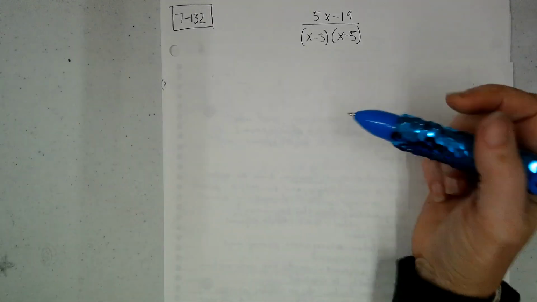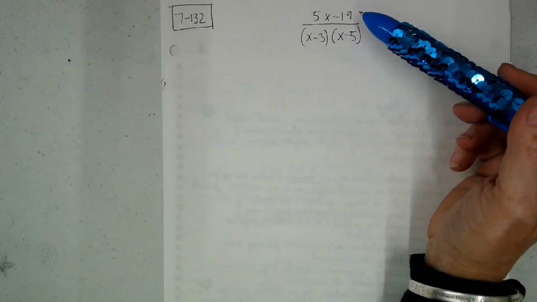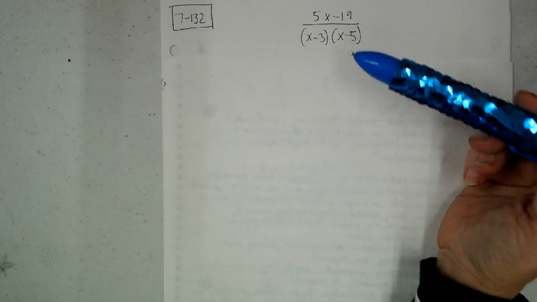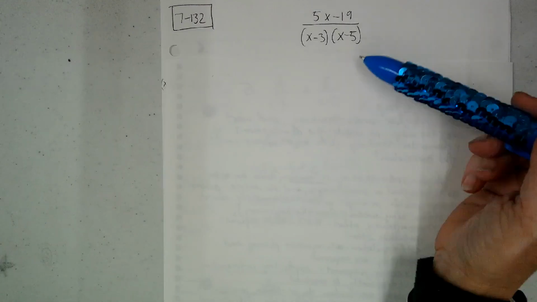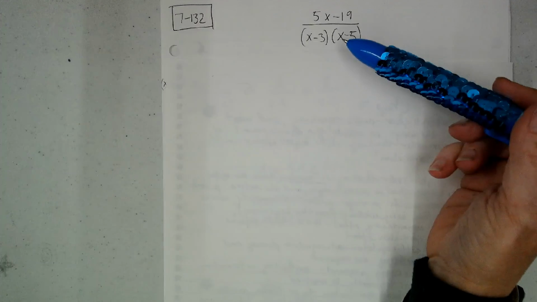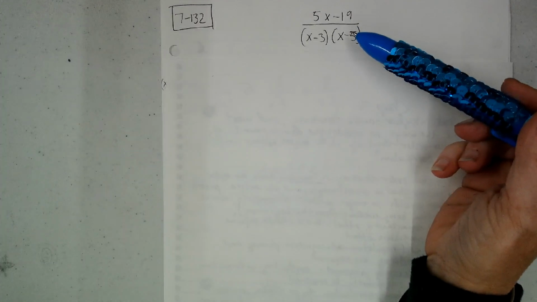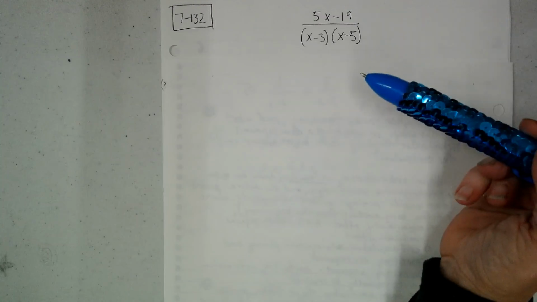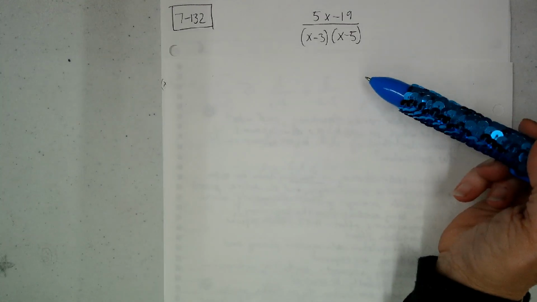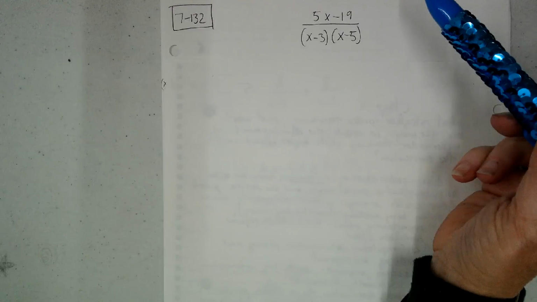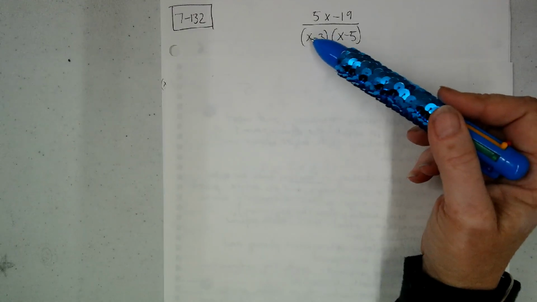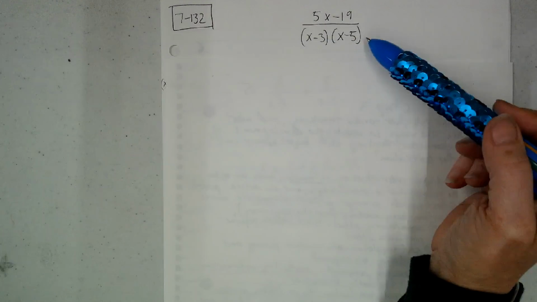Here's pre-calc. This is problem number 7-132, and it wants you to write this as a sum of two fractions with linear denominators by using partial fraction decomposition. So the sum of two fractions. So that means a fraction plus another fraction with linear denominators. Linear denominators would be not squared, just like x minus 3 or x minus 5.